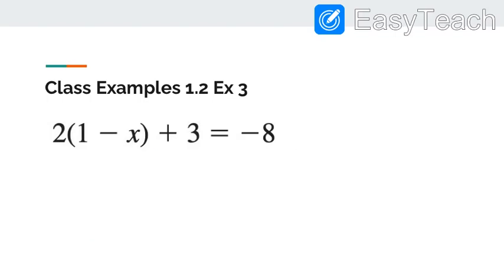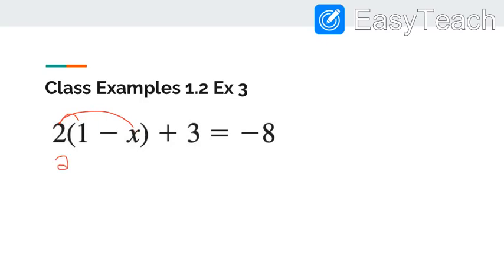Okay? Again, read the problem first. It'll help you decide what is going on within here. So here we have 2 times x minus 1, that quantity, plus 3 equals negative 8. For this one, you could do this a couple different ways. I'm just going to do what I find the most natural. The first thing I'm going to do here is distribute, so I'm going to multiply, because again, a number in front of a parenthesis means you have to multiply to all pieces inside of there.